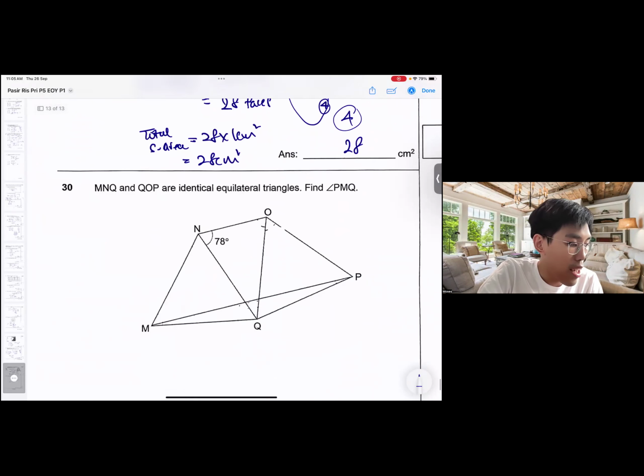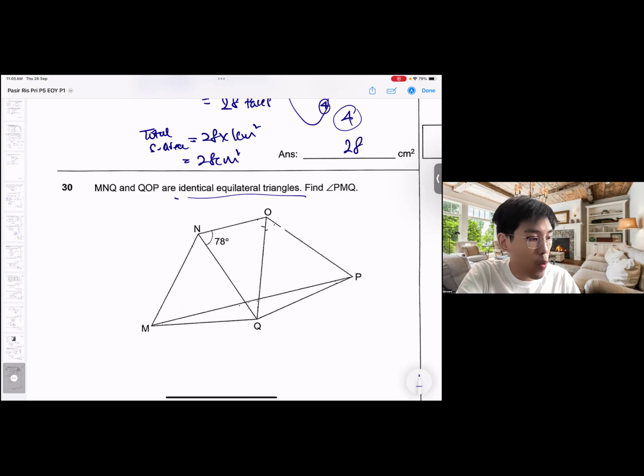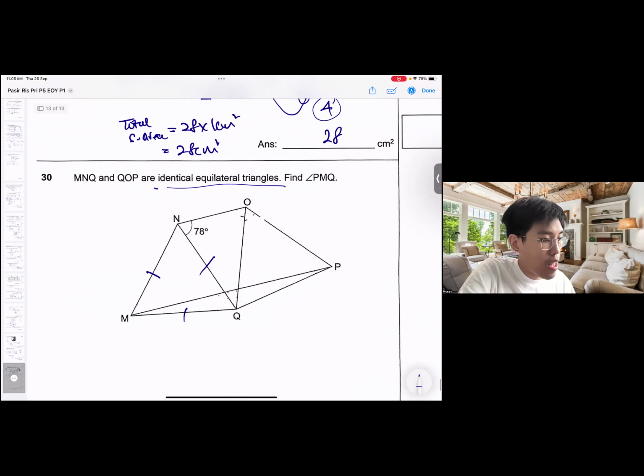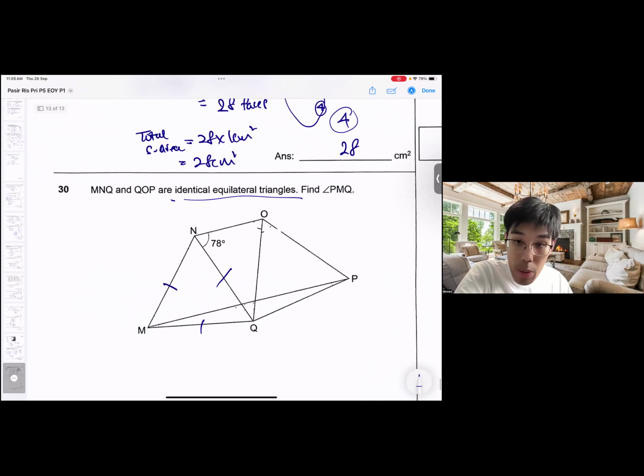Okay, question 30, angles. MNQ and QOP are identical equilateral triangles. Very important. Equilateral triangles. So let's go and identify them first. MNQ means here, here, and here. QOP also equilateral. Here, here, and here. Okay, so go and draw everything first.